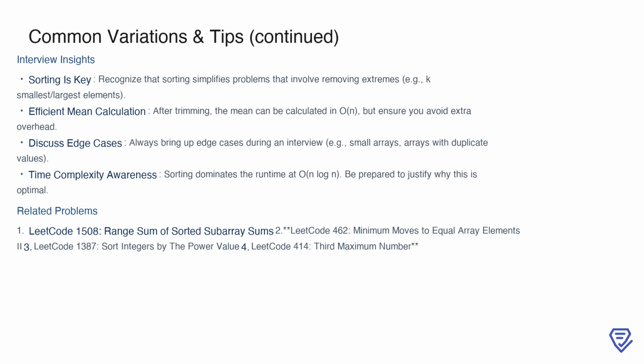Sorting is often the backbone of such problems, as it simplifies finding and removing the smallest and largest elements. Once trimmed, calculating the mean is straightforward and can be done in linear time, but be mindful of avoiding extra overhead. It's also important to discuss edge cases, such as handling arrays with duplicate values or very small sizes, to show thoroughness in your approach.